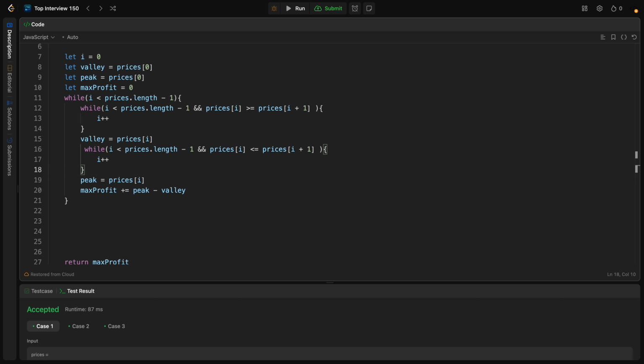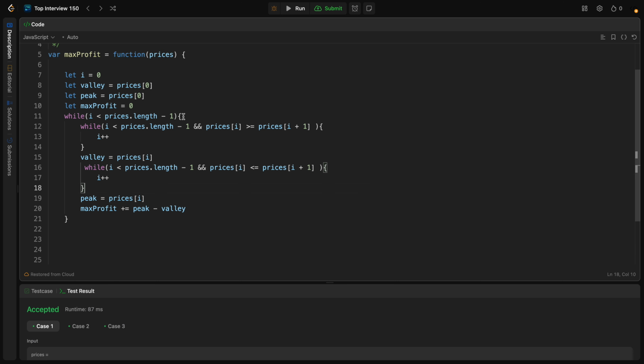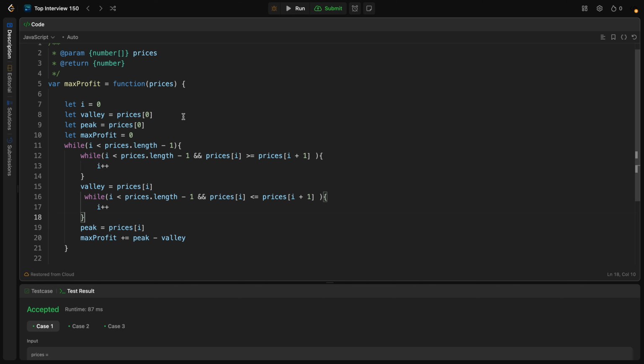Okay, there's something wrong here I have done. Yeah, let's talk about this again. First we have initialization. We have the function, initialize 0. I equal to 0, to start iterating from the beginning of the prices array. We have value and peak, initialized to the first element of prices. They will represent the lowest and the highest prices in the buying and selling cycle. We have max profit, initialized to 0, and it will accumulate the total profit.